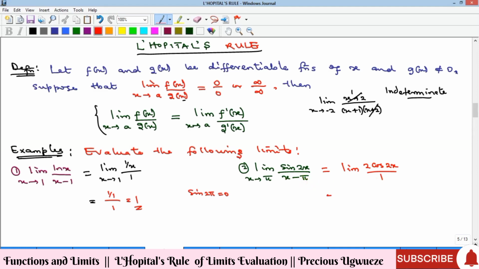And so that is to say that our limit, remember, this limit here is going to pi. So if we substitute here now, we're going to have 2 cos 2 pi all over 1. And that is going to give us 2 cos 2 pi. So we can actually write it as 2 cos 2 pi, or we can evaluate cos 2 pi to get the value of it and then multiply by 2.